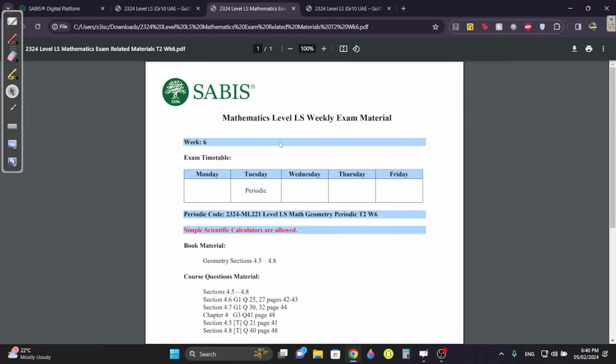Okay, marhaba. These are the grids for geometry, periodic, tomorrow, week 6, term 2.